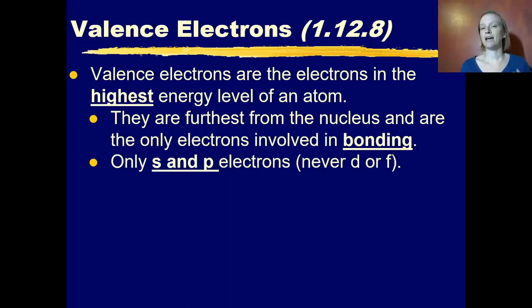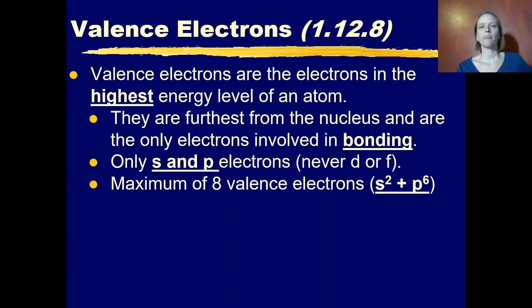We only count s electrons and p electrons when we're counting valence electrons. We don't count d or f. Therefore, there is a maximum number of valence electrons you can have. The maximum is 8 because s orbitals can only hold 2 electrons and p orbitals can only hold 6. 2 plus 6 is 8. So you can never have more than 8 valence electrons, at least for the purposes of Chem 1.